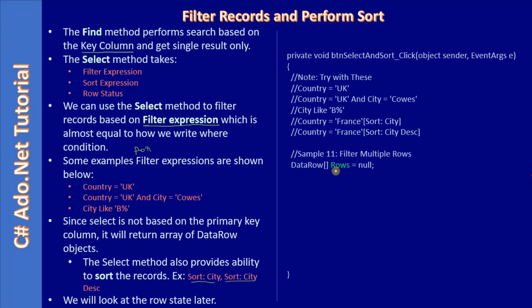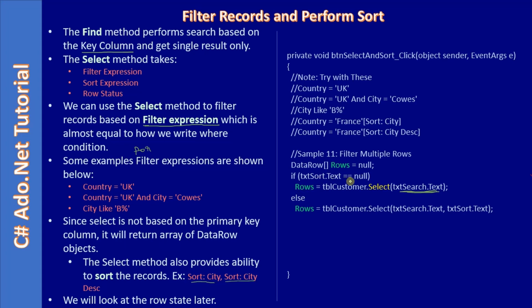First, we declare the data row array because the select method is going to return an array, right? So that's why we declared it here. Then we are checking if txtSort.Text is equal to null. So if the user doesn't provide any sort text, then we are making a call to the select method of the data table, and we just give the search expression here. The search expression you have to type in the relevant text box, right? That we are giving to the select method. So this is returning the data row collection, and we collected that in the rows variable.